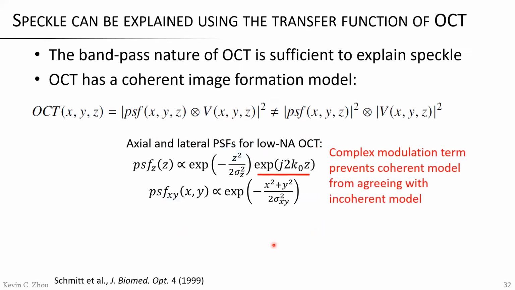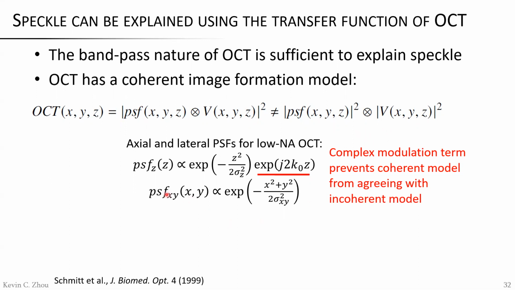So it turns out we can also explain speckle using the bandpass nature of the transfer function of OCT without involving multiple scattering or strong assumptions about the sample. In particular, if we start with the OCT image formation model, which is very much a coherent model, it's the convolution of a complex valued point spread function with a complex valued sample. And I'll note that this is not the same as convolving the intensities, which corresponds to an incoherent model.